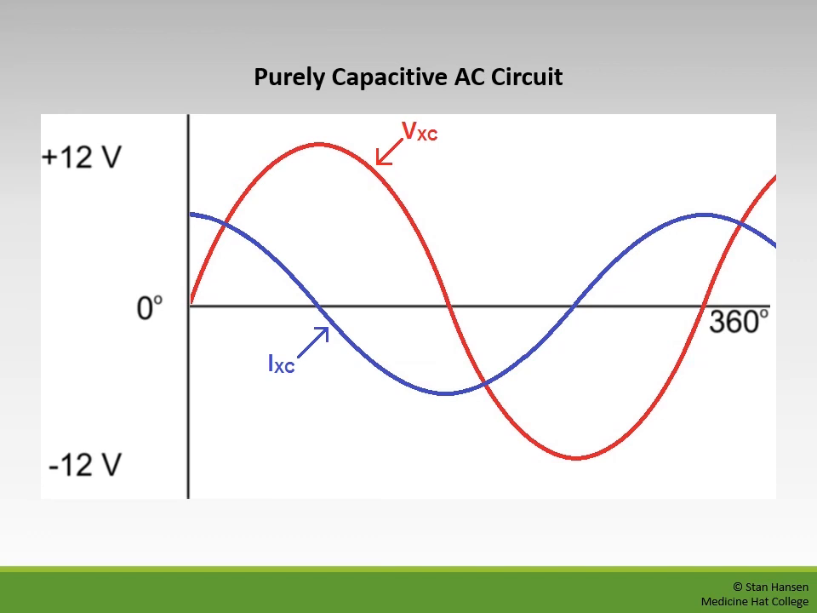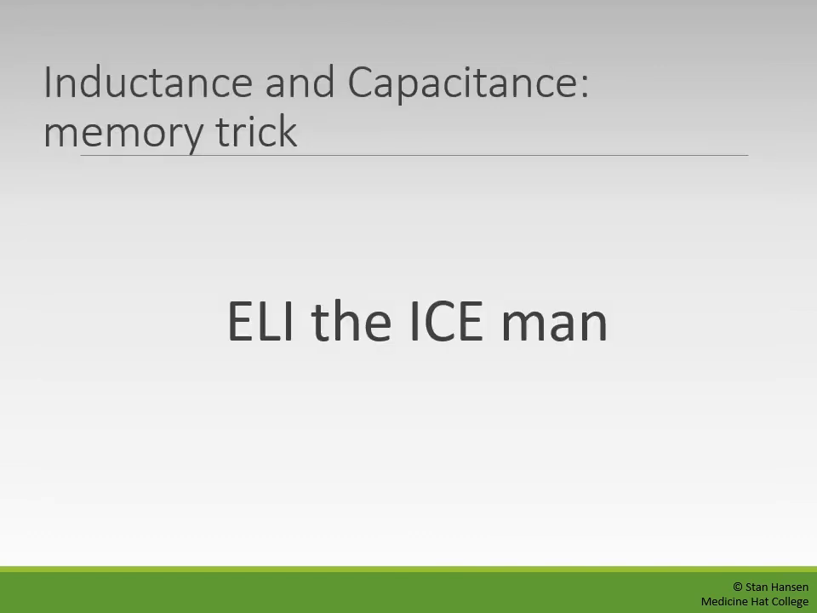With a capacitive circuit, we find that current leads voltage, and we can use the acronym ICE in order to remember that. For both capacitance and inductance, we have the memory trick Eli the Iceman. Eli is for inductance because the L represents the inductance. Ice is for capacitance because the C represents the capacitance. In inductance, E is before I, which means voltage leads current or current lags voltage. In capacitance, ICE, I is leading voltage or voltage lags current. Remember this acronym and it will help you identify what different circuits are.